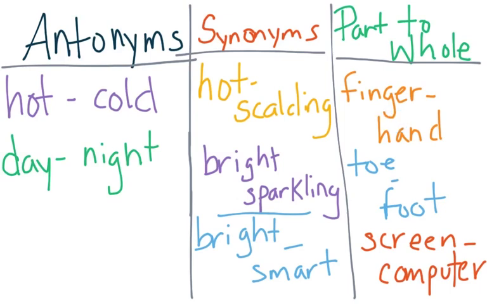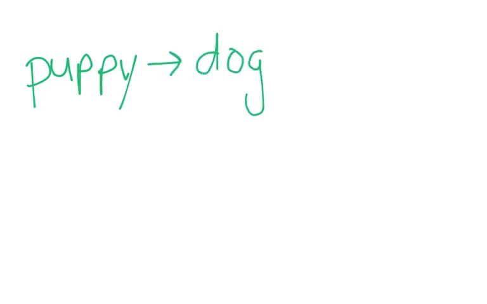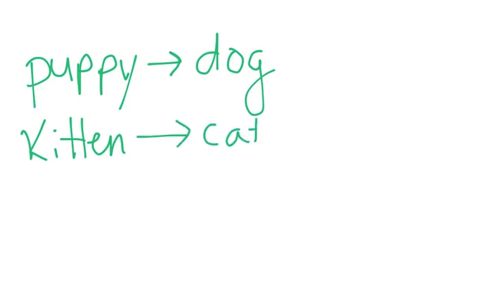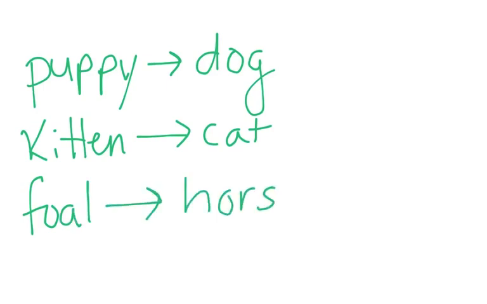Other ways that you could relate words might be to talk about the mother animal and then what the baby animal is called. So for that example, we would have puppy and dog, kitten to cat, foal to horse. Those would all be ways to relate a baby to the adult version. There's lots of different ways to make word relationships work and think of them in the way of an analogy.